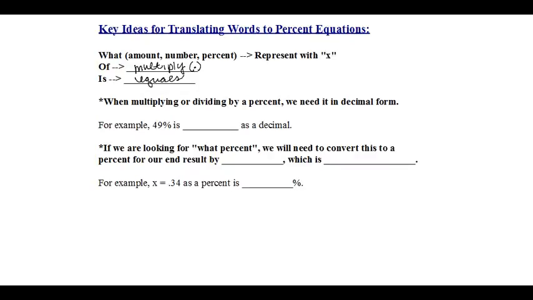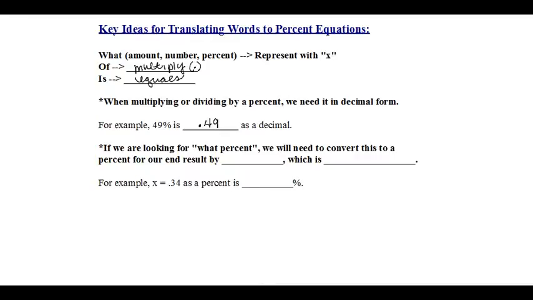Other things that we need to think about are whenever we are multiplying or dividing by a percent, we need it in decimal form. So for example, 49% is 0.49 as a decimal. I believe you guys have been working with this in previous lessons.